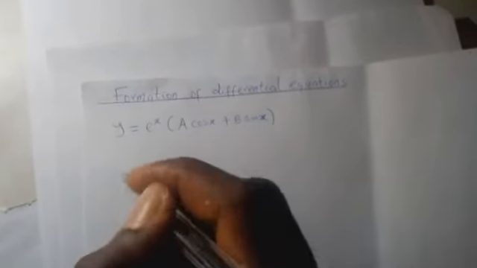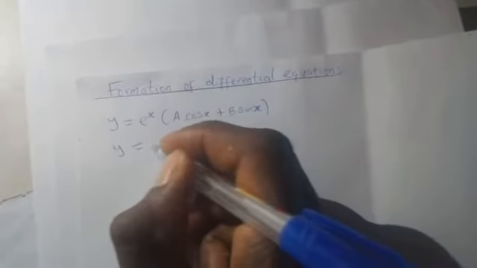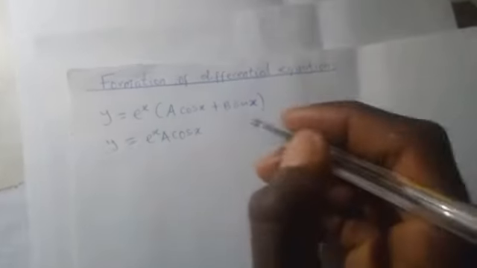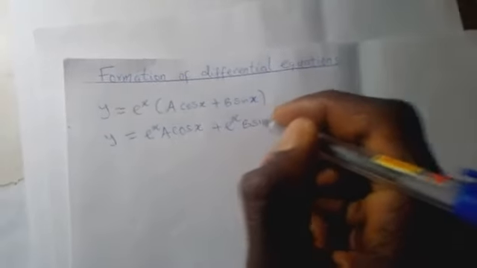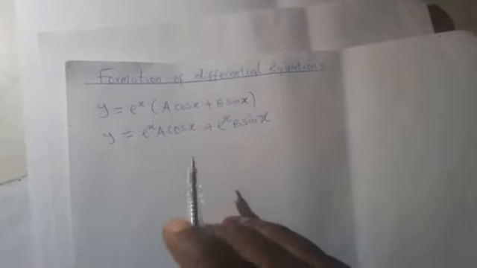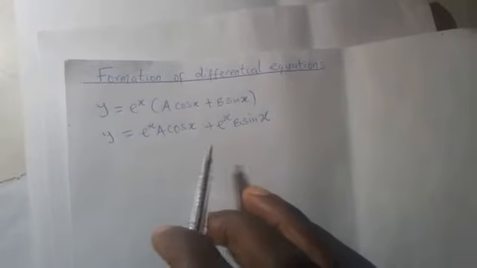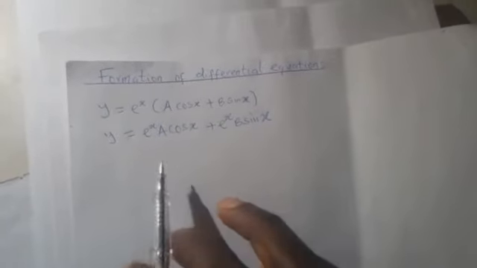Now, before I begin anything, I have to open this bracket. So I'm going to have y equal to e to the power of x a cos x plus e to the power of x b sin x. From here I can see that I have two constants, a and b. So it means I'm going to differentiate this equation twice.